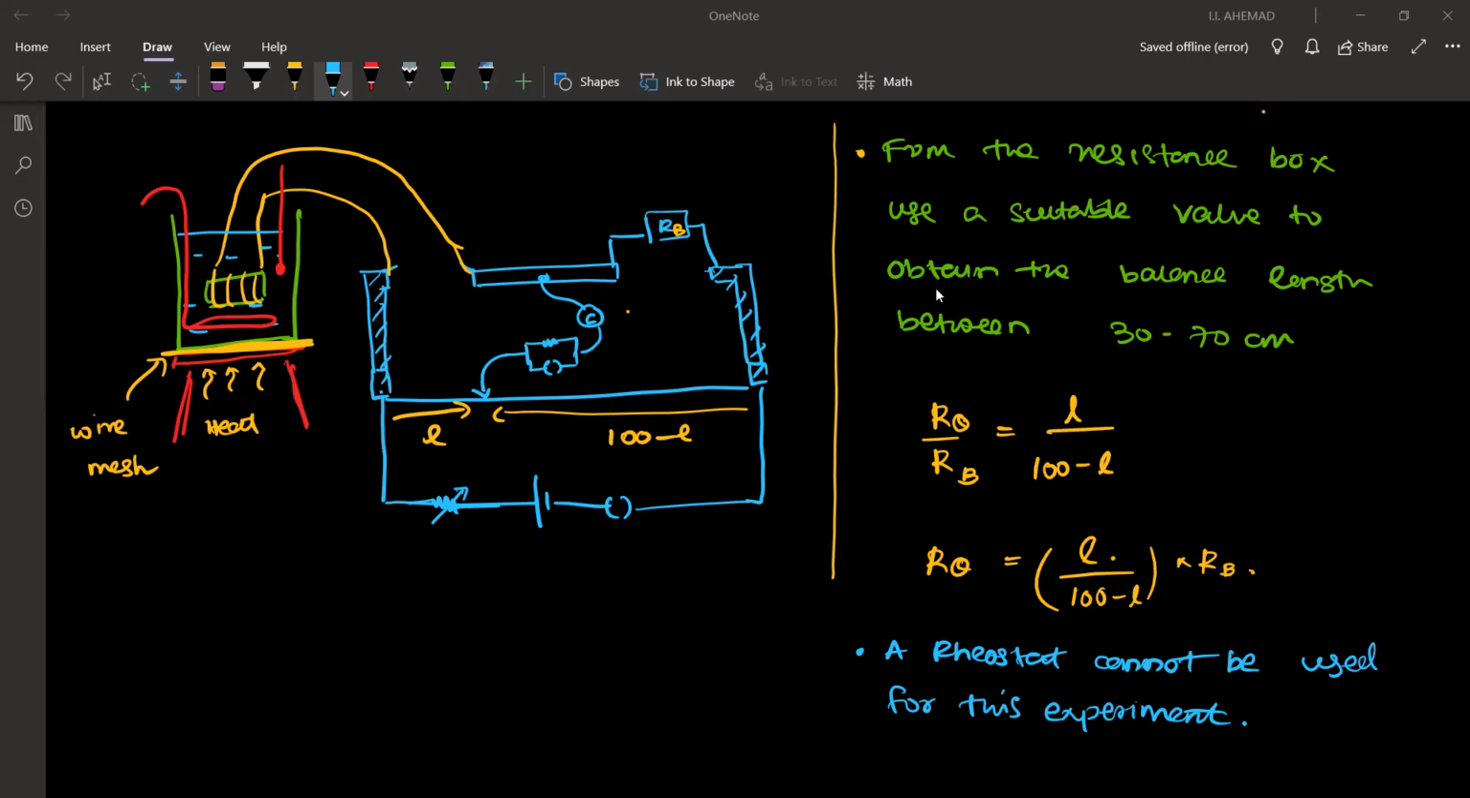Sarah, okay, have you noted this note also on the side? I mean, the procedure.